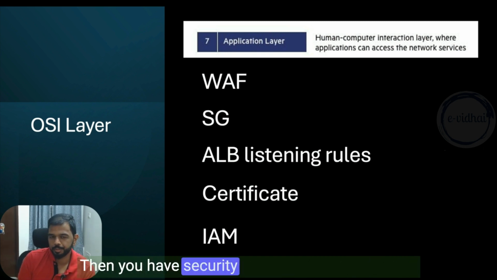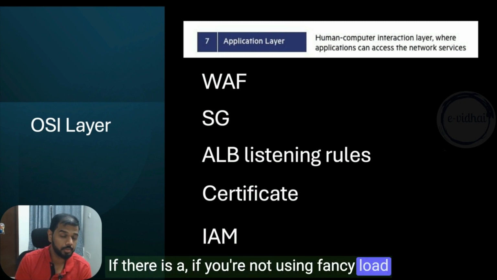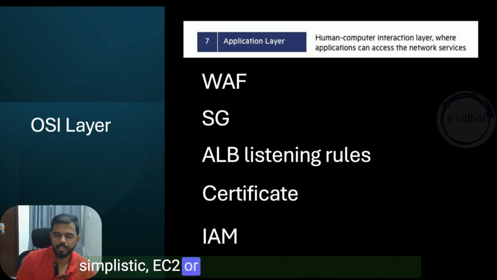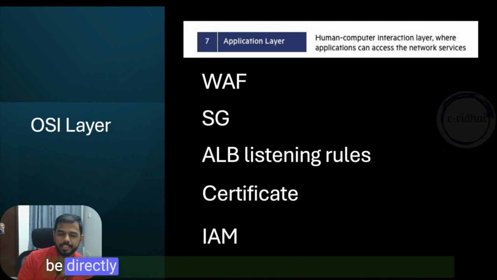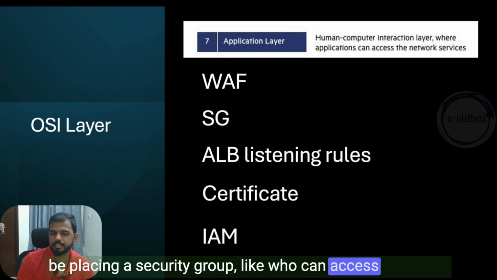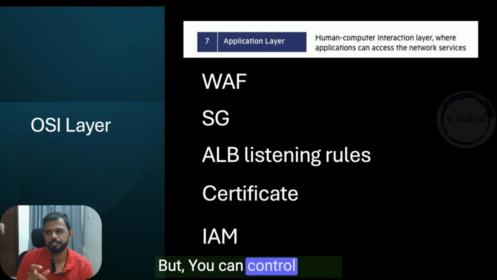Then you have security groups in general, for example, to restrict the port for an instance. If you are not using a fancy load balancer or CDN, but just running on a simple EC2, or even if you're routing the traffic from the load balancer to EC2 but you don't want the server to be directly accessible from the public internet, then you will place a security group to control who can access your port. So those come under the initial level, and you can control via IP.